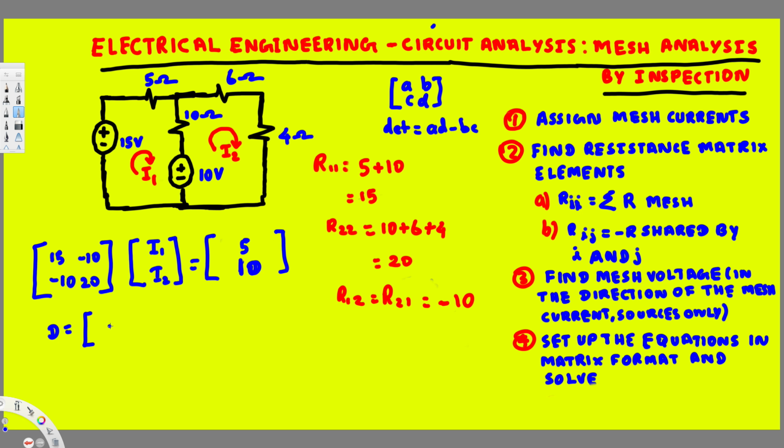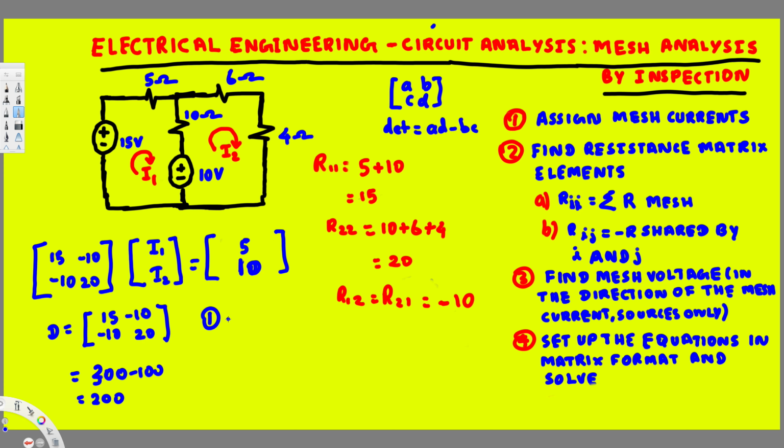So here we are going to arrange them like 15, minus 10, minus 10, 20, and if you cross multiply, 300 minus 100, actually plus 100, that's going to be 300 minus plus 100, so that's going to be 200, right? So this is going to be just 200. Let's put 300 minus 100, 200.